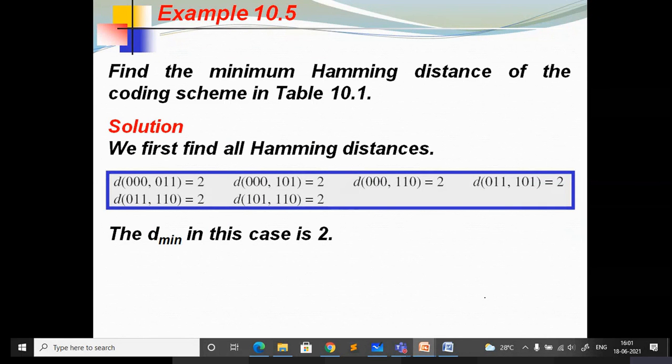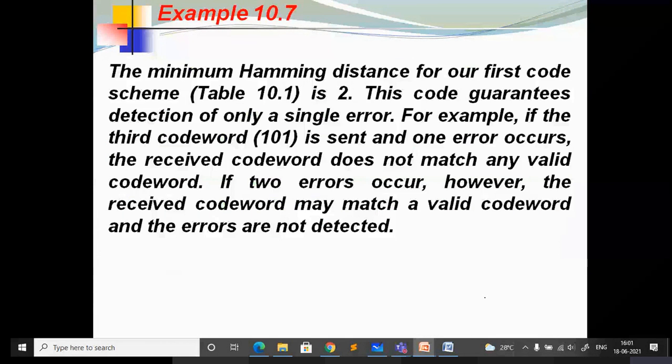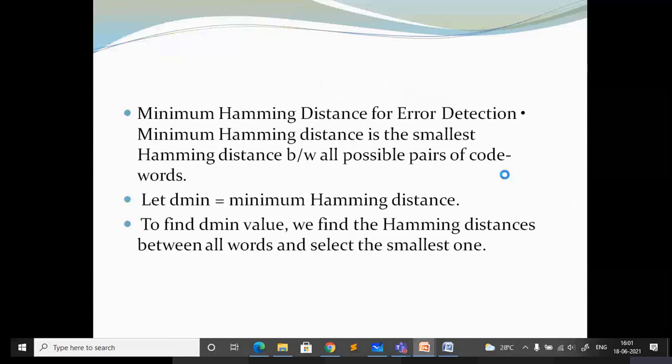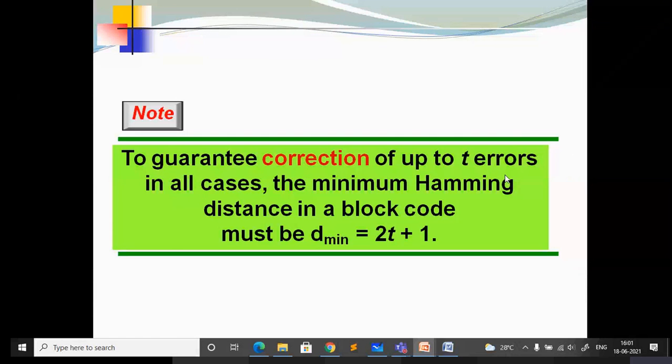You can just observe here. In the next class we'll continue further about Hamming distance, how many bits it can identify as errors and how many bits it can correct. We'll discuss that in the next class.